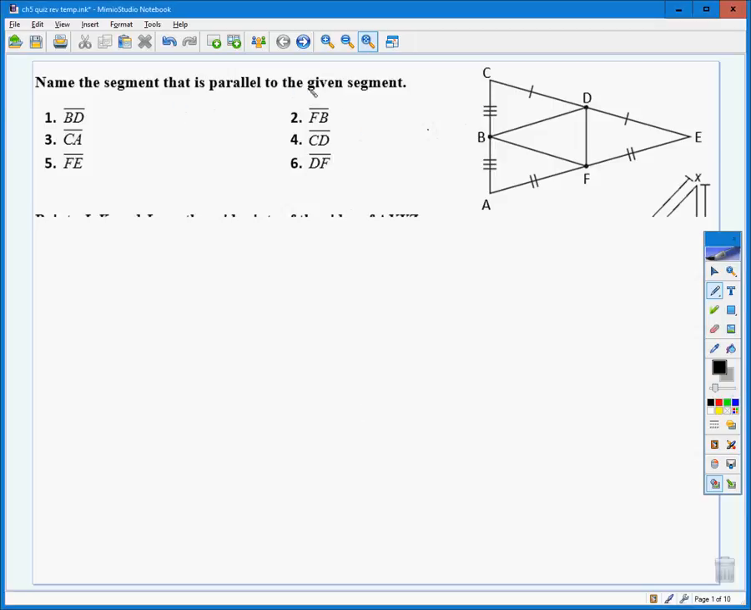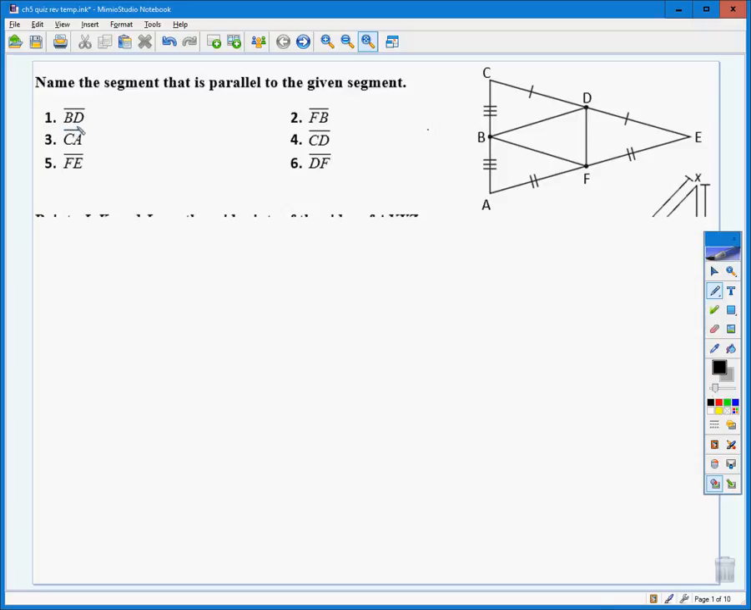Name a segment that is parallel to the given segment. If you'll notice, DF is a mid-segment because it connects to midpoints, so it's parallel to CA. BD is a mid-segment because it's connected to the midpoints of the sides of a triangle. It's parallel to AE. And likewise, BF is a mid-segment because it's connected to the midpoints of the sides of a triangle, so it is parallel to CE.